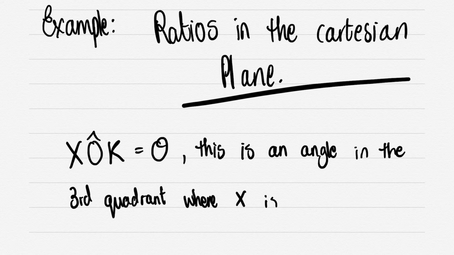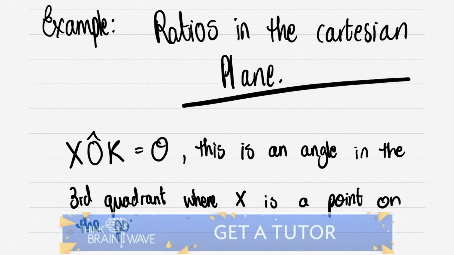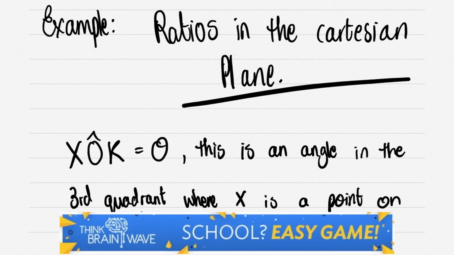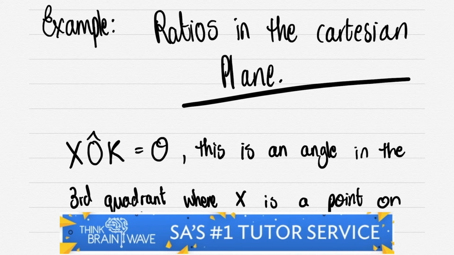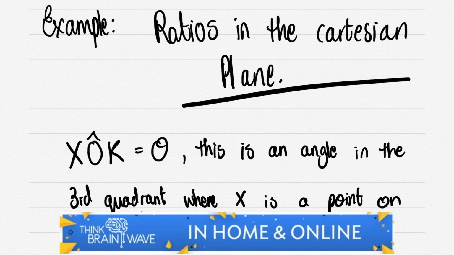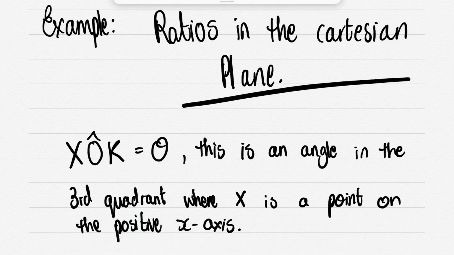We say the angle XOK is theta. This is an angle in the third quadrant where x is a point on the positive x-axis, okay? So how can it be on the positive x-axis? That doesn't really make sense. Let's think about it.